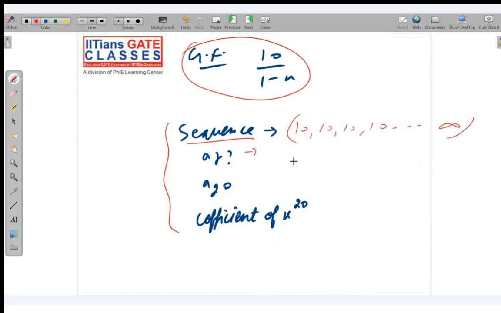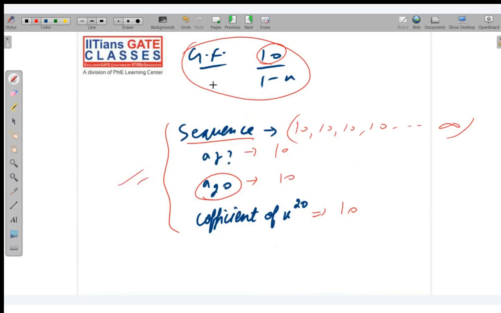What is a_r? 10. And a_1? 10. This is 10 every time. And a_20 is 10. The coefficient of x power 20 is also 10. Yes, that's it. So these are the types of questions which they will ask.